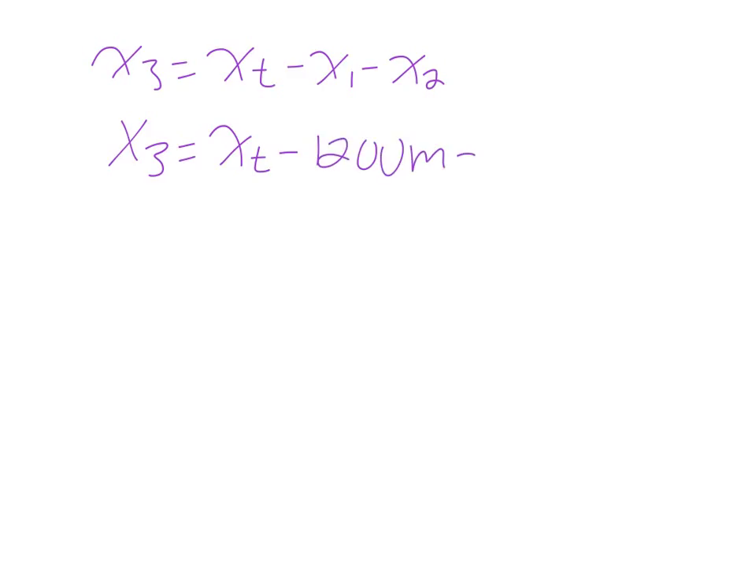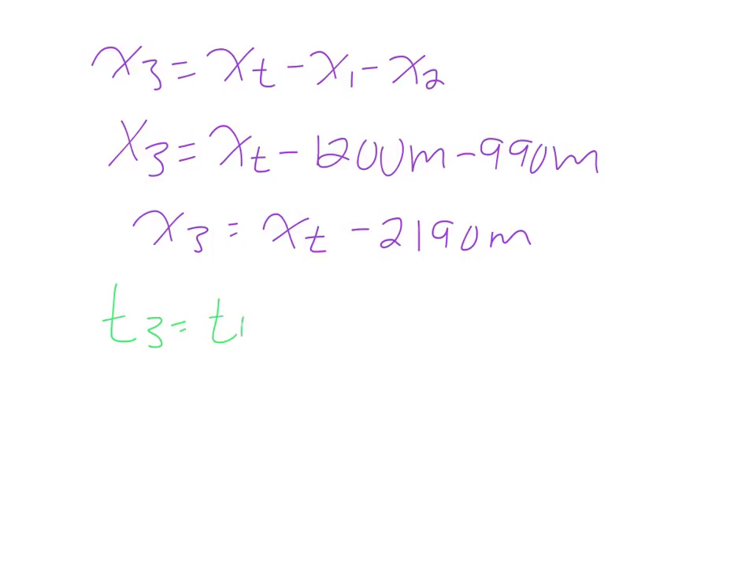x3 will equal x total minus x1 minus x2. So x3 equals, and just because this is a lot of variables, I'm going to put the numbers in here. x total minus, we already solved, 1,200 meters minus 990 meters. So x3 equals x total minus 2190 meters.